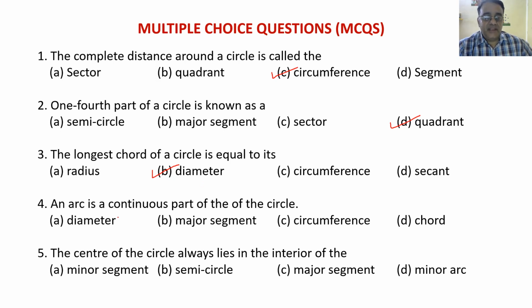Next question. An arc is a continuous part of the circle, of the dash of the circle. Measure. Circumference of the circle. Now last one, the center of the circle always lies in the interior of the dash: minor segment, semicircle, major segment, minor arc.